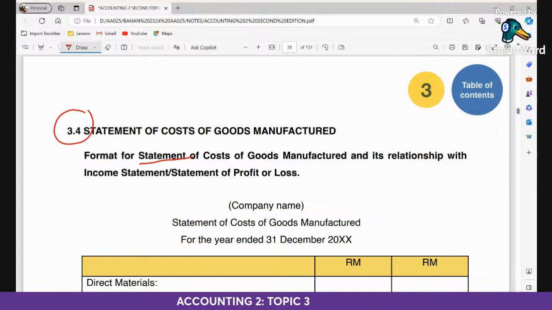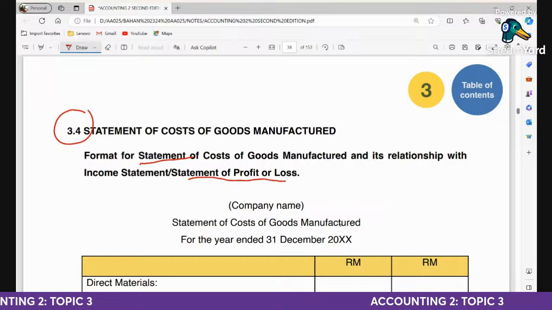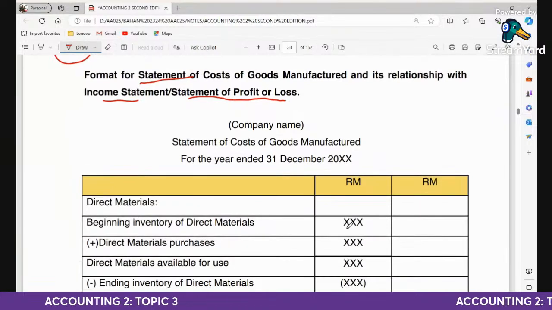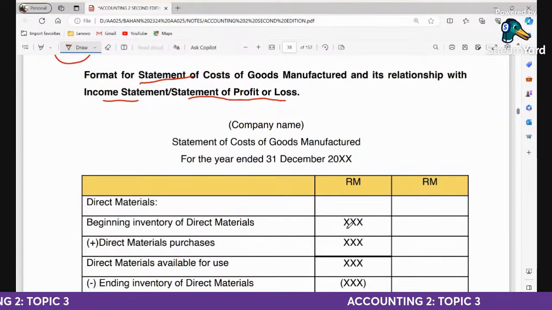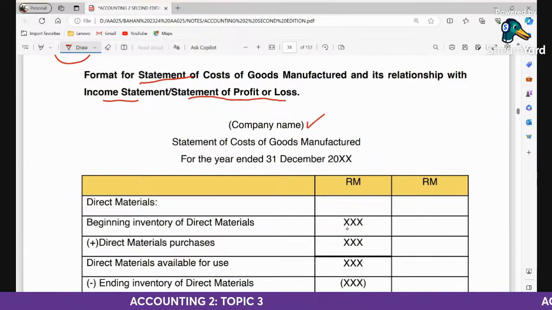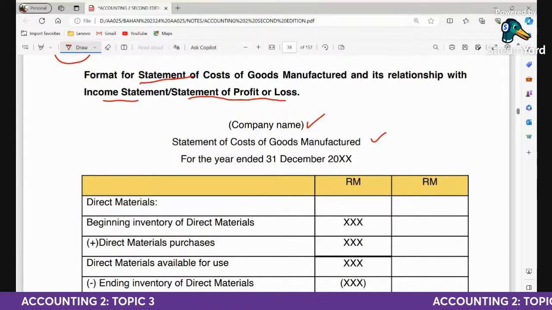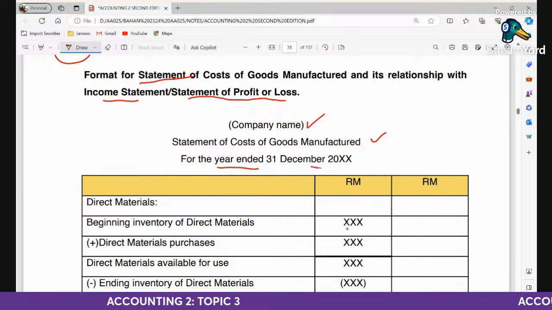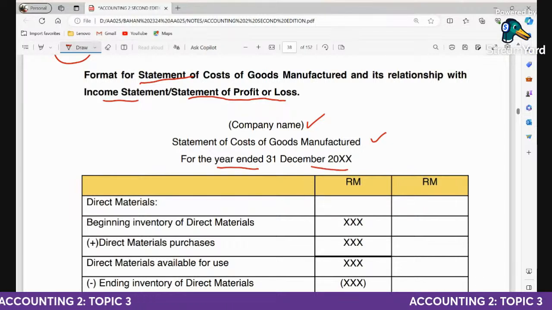Okay, apa kaitan cost of goods manufactured, COGM ni, dengan profit or loss or your income statement? Okay, we will see later. Okay, so macam mana nak buat statement of cost of goods manufactured? Okay, macam biasa, it's going to be a 3-layer title, nama company. Okay, statement of cost of goods manufactured, and since cost ini dikira dari first day of production until the end of the production year, so dia ialah for the year ended 31st of December 2000 something.